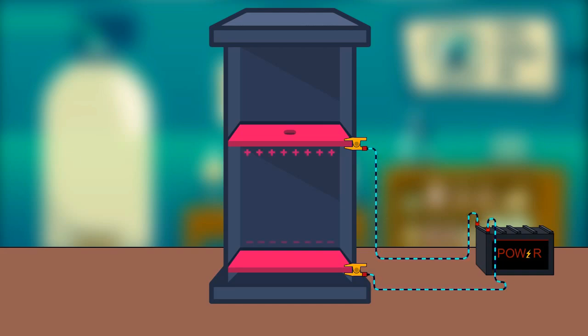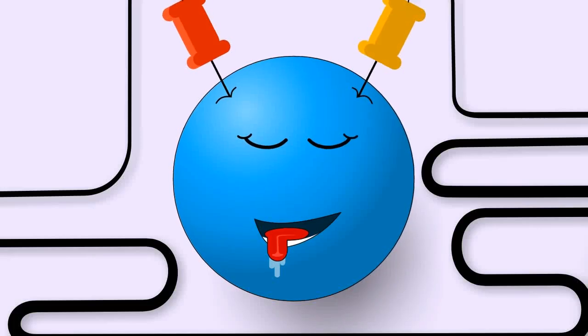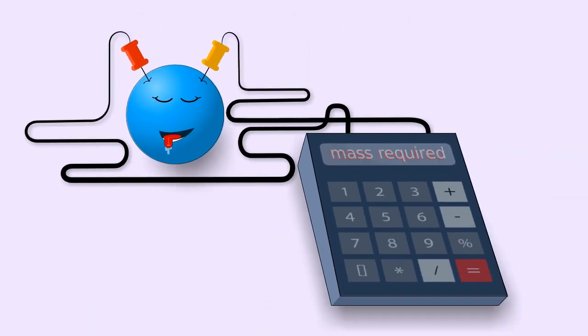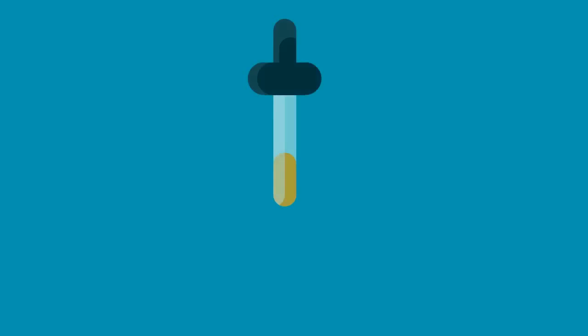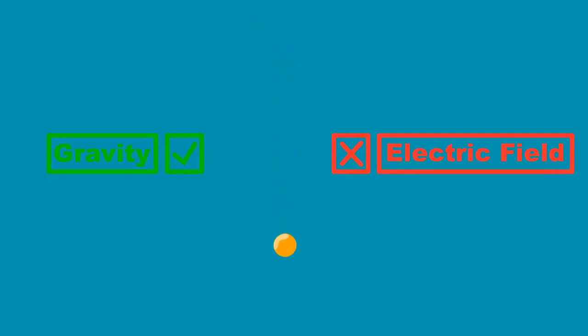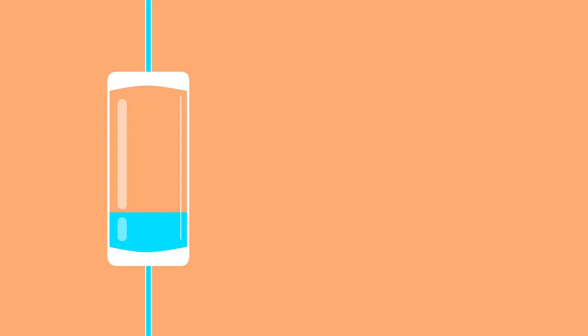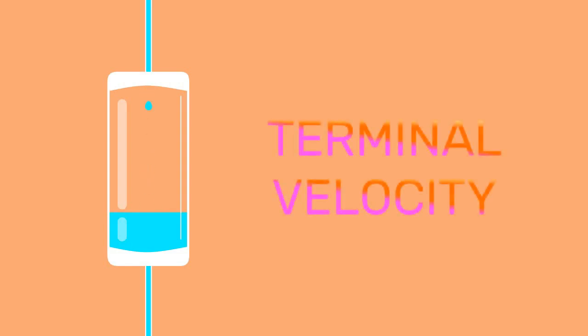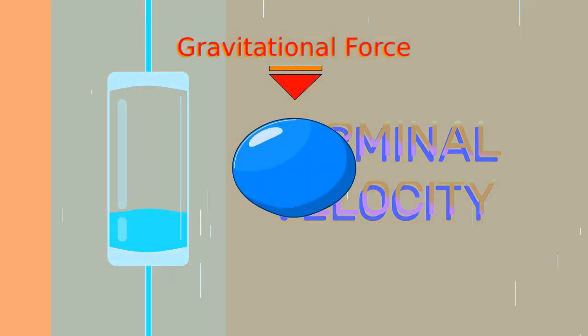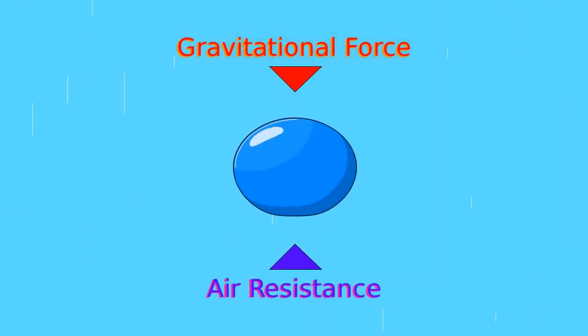But before calculating the charge, he needed to find the mass of each oil droplet. To do this, he observed how the droplets fell under gravity alone, without any electric field. Millikan measured the speed of each droplet as it fell. When a droplet falls at a steady speed, we call it terminal velocity, when the force of gravity and air resistance balance each other out.